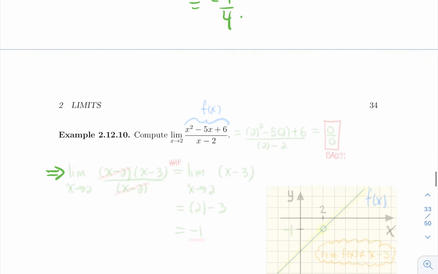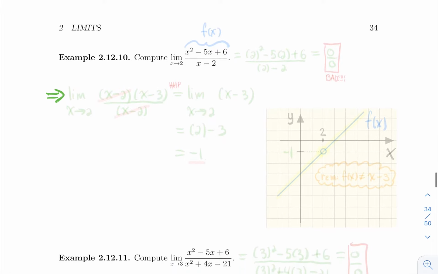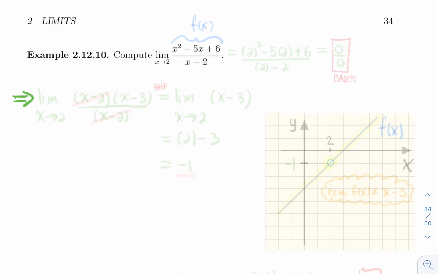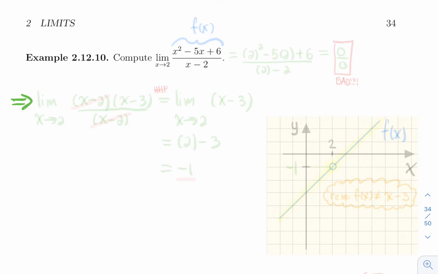All right, next example. We have to compute the limit as x approaches 2 of x squared minus 5x plus 6 divided by x minus 2. So again, for any limit, the first thing you do is you try it. Let's plug 2 inside and see what happens. So here, if you go 2 squared minus 5 times 2 plus 6, you're going to get 4 minus 10 plus 6, you're going to get 0. And then down there, if you go 2 minus 2, what a coincidence. We get 0 again. So you get this evil 0 over 0 bad case.